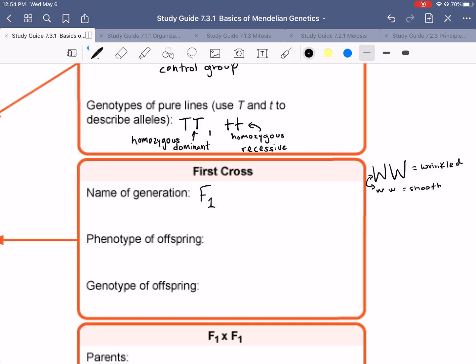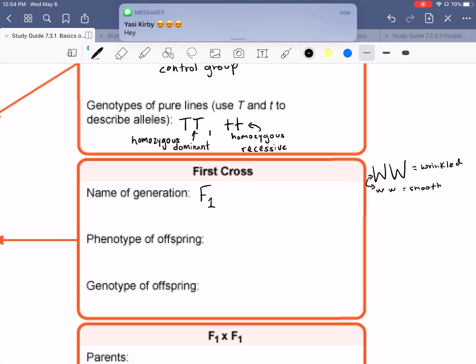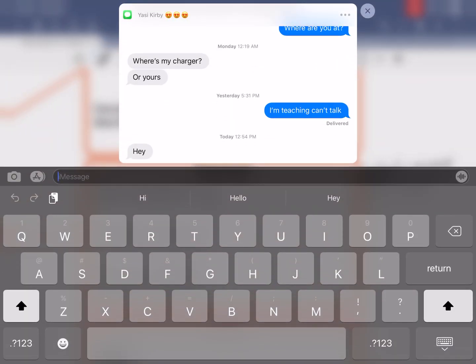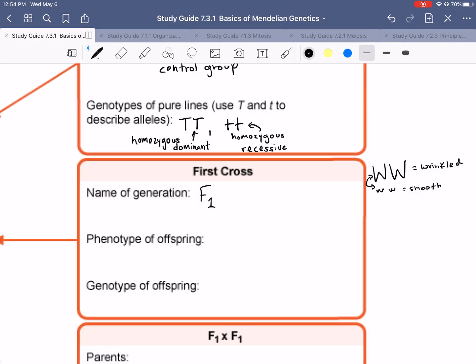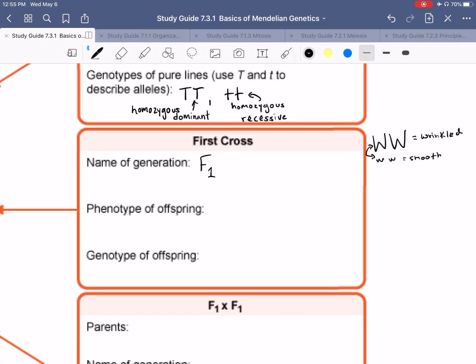My computer doesn't want to. There we go. Looks like my wife's trying to get a hold of me. Teaching. Can't talk. Mrs. Kirby. All right. Put on airplane mode. There we go. No more interruptions.